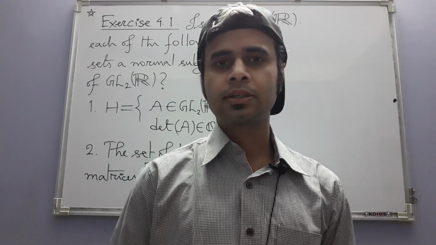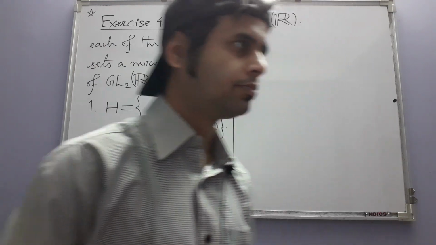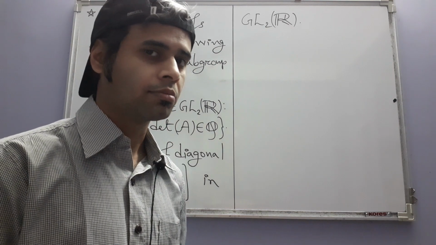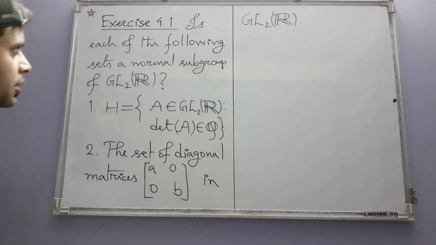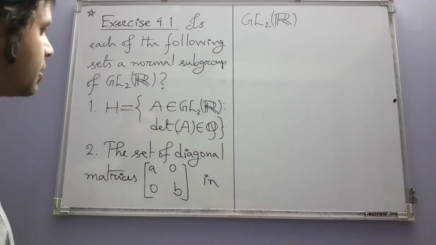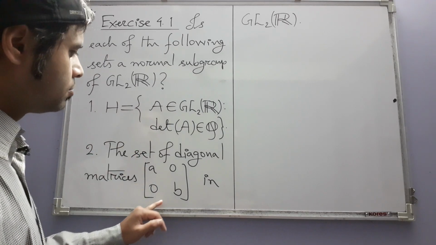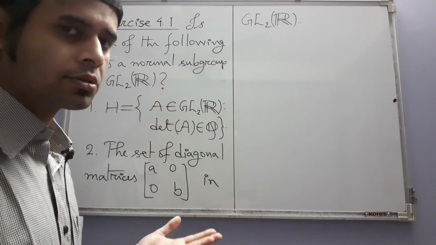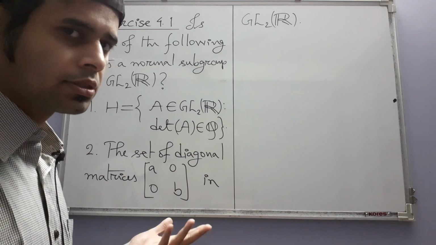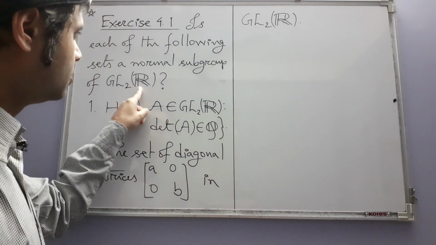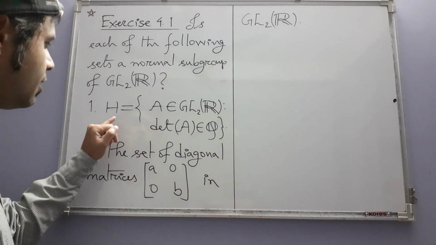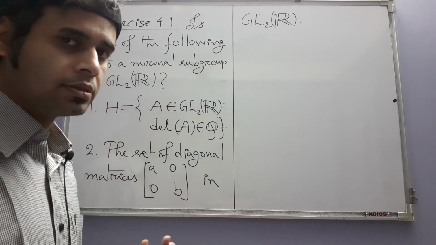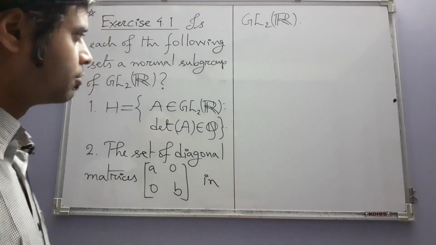Okay, so we are starting the next chapter, chapter 4, and this section involves normal subgroups. In this first exercise, we are given two subgroups of a given group, and that given group is the general linear group of 2 by 2 non-singular matrices with real entries. And we have to say whether each of these subsets is a normal subgroup of this group.